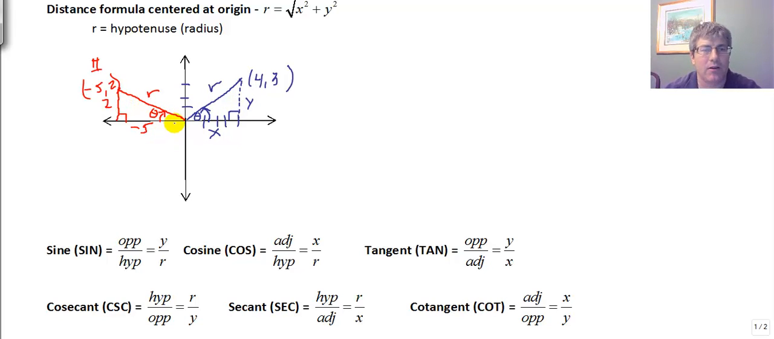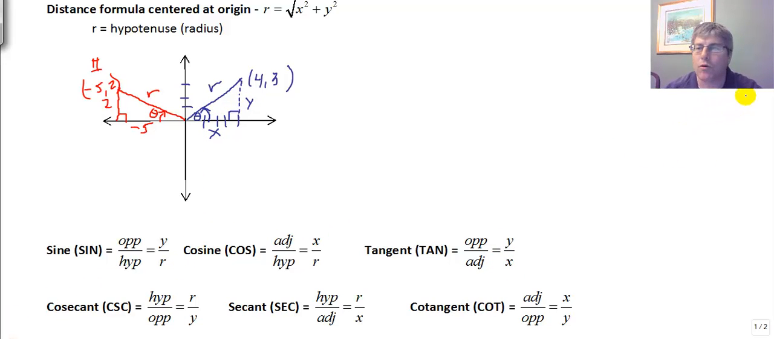Same here in the second quadrant, and that'll work in the third quadrant and the fourth quadrant as well. So from theta, opposite side is y, and the adjacent is x, and our hypotenuse is r. So then the cosine we know is adjacent over hypotenuse. Well, it's also going to be x over r. And then tangent will be y over x, opposite over adjacent.